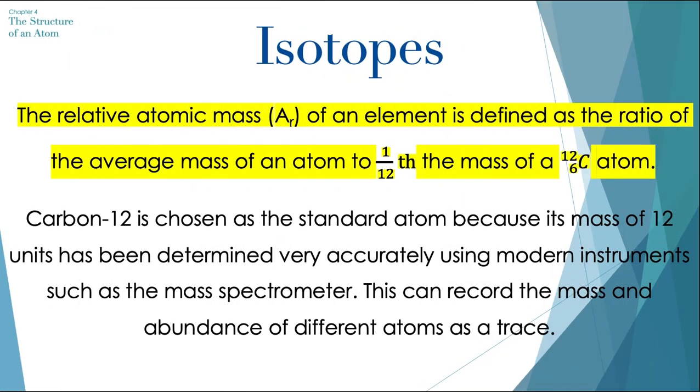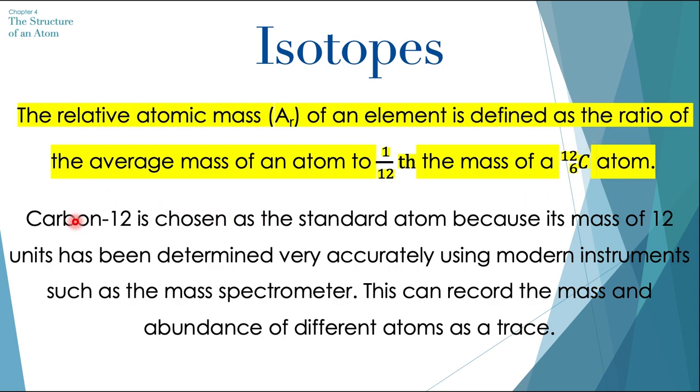The relative atomic mass of an element is defined as the ratio of the average mass of an atom to 1/12 the mass of a carbon atom. Carbon-12 is chosen as the standard atom. Remember, carbon-12 is not an isotope, it is an actual atom.